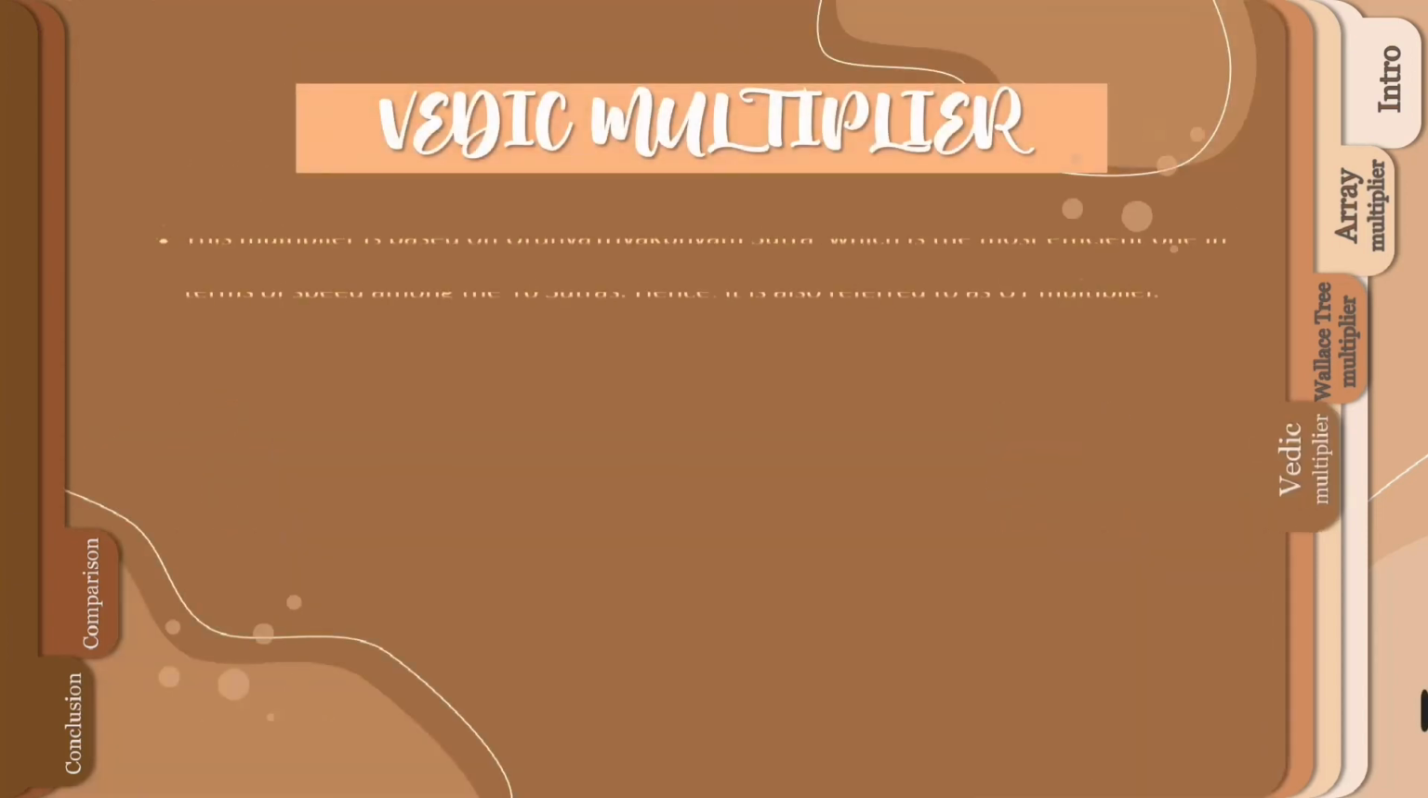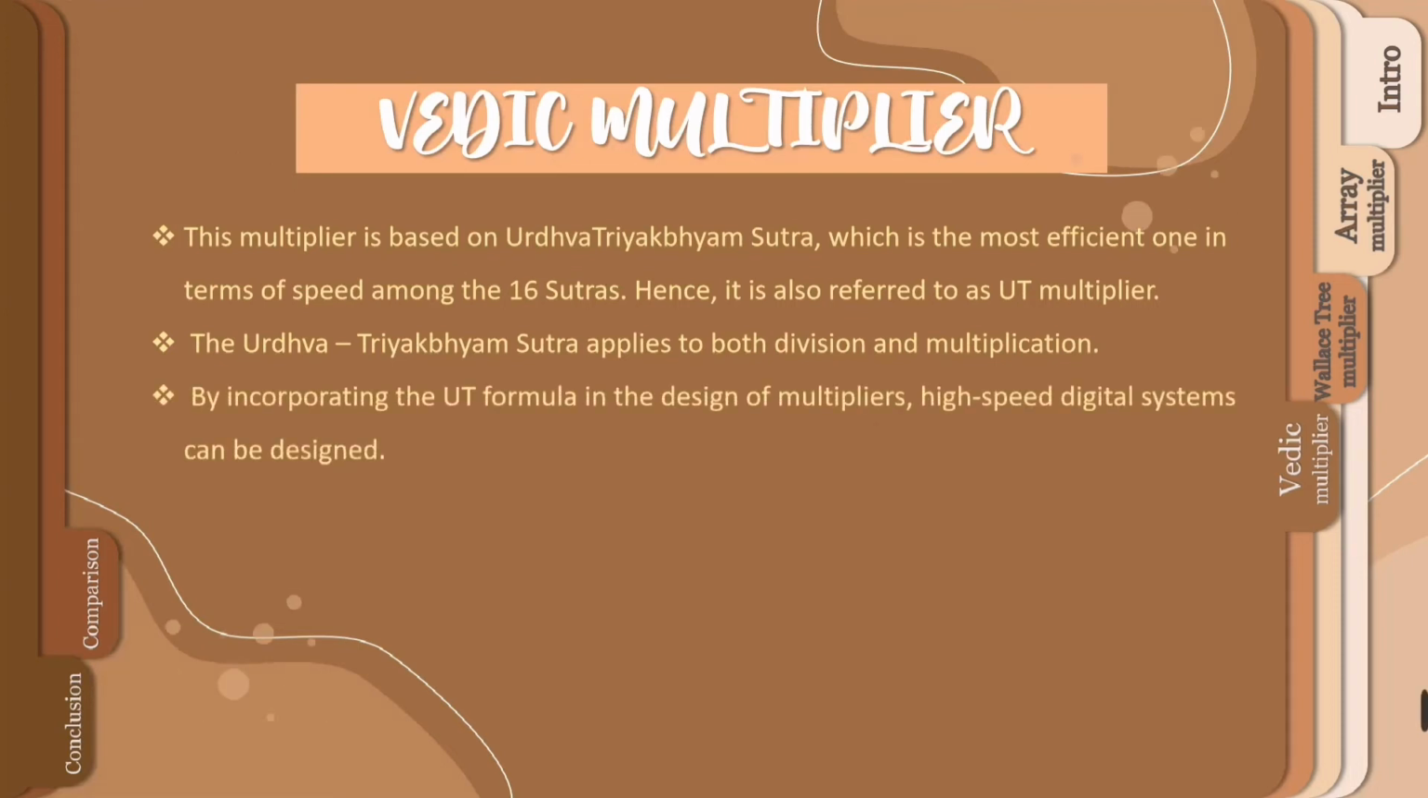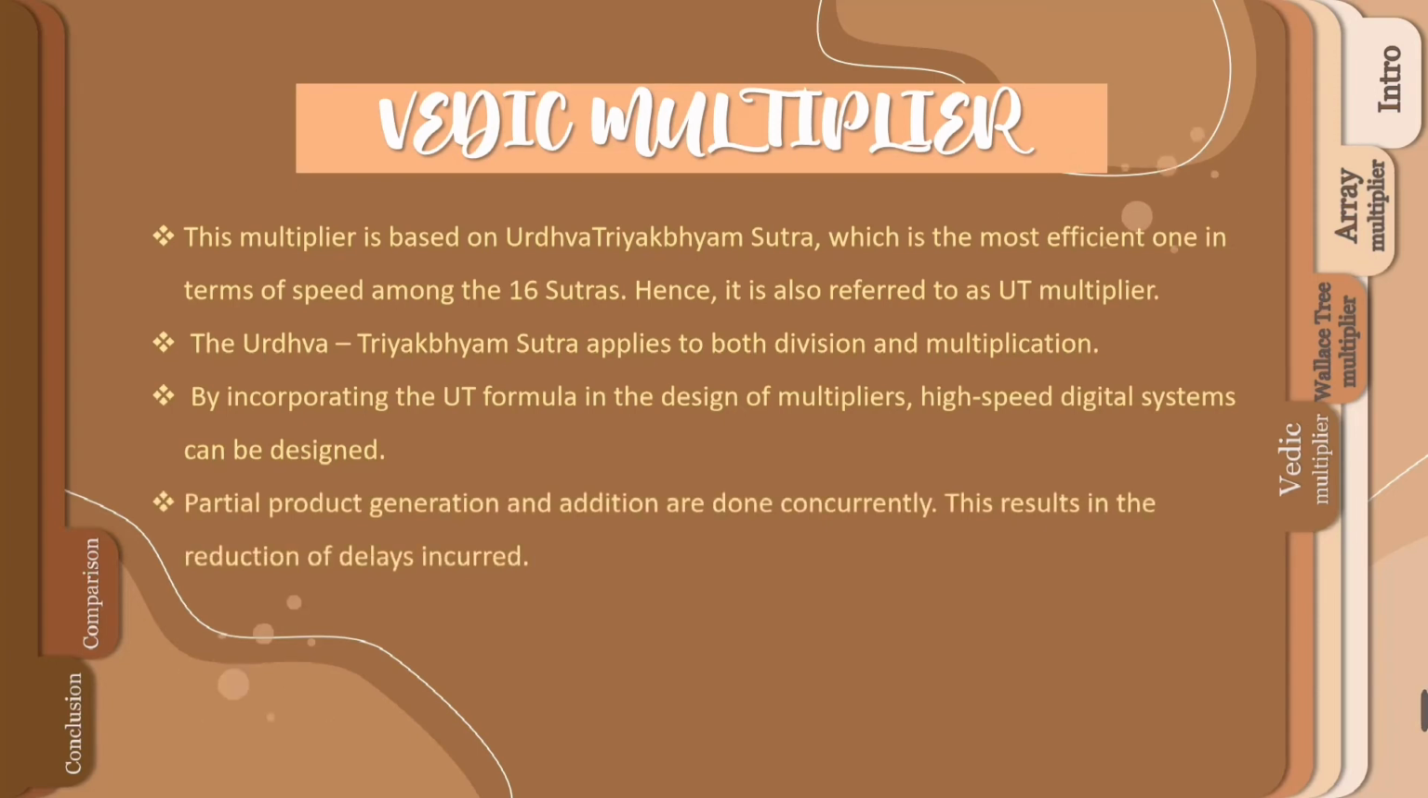Vedic multiplier is based on the Urdhva Tiryagbhyam Sutra, which is the most efficient one in terms of speed among the 16 sutras. Hence, it is also referred to as the UT multiplier. The UT Sutra applies to both division and multiplication. By incorporating the UT formula in the design of multipliers, high-speed digital systems can be designed. Partial product generation and addition are done concurrently. This results in the reduction of delays incurred.